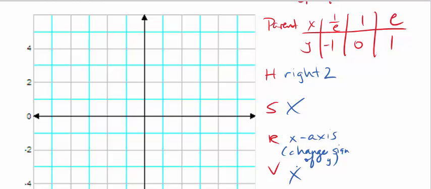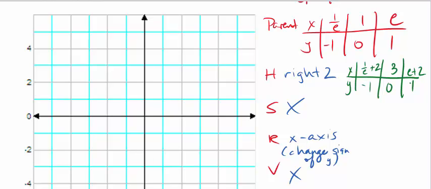And we do not have a vertical shift. So we're going to go right 2. That means we are going to have 1 over e plus 2, 3, and e plus 2. And our y values are going to stay the same. For our reflection, we're going to change the sign of y, which means our x is going to stay the same, and change the sign of y.